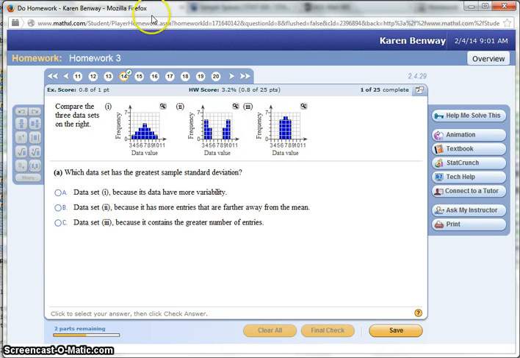So this data set, number 2, is the one where we have the data values spread furthest from the mean. So that's going to have the greatest sample standard deviation. So that's answer B.